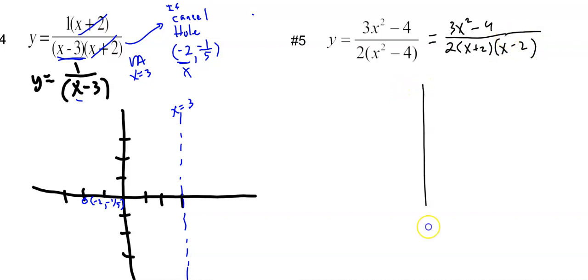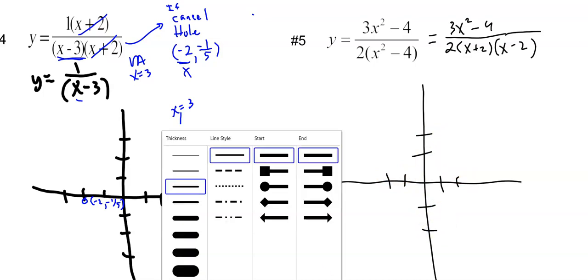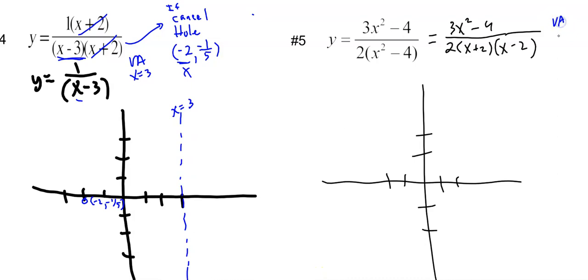So let's graph our graph. It looks to me like it's going to have 2 vertical asymptotes because neither one cancels, so they're definitely both vertical asymptotes. There's going to be a vertical asymptote at x equals 2. That comes from this one. And x equals negative 2. That comes from this one.